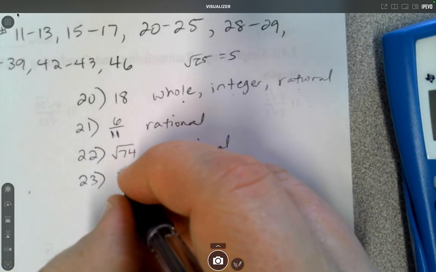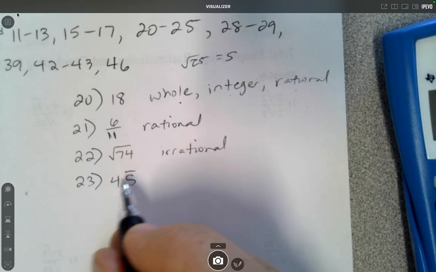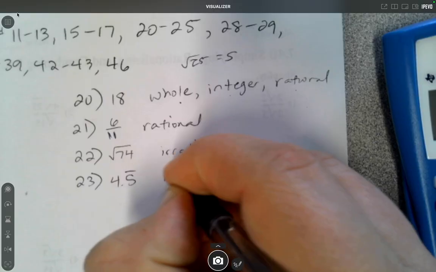23 is 4.5 repeating. So this is a decimal, and that means repeating. So any decimal with a repeating pattern is rational.